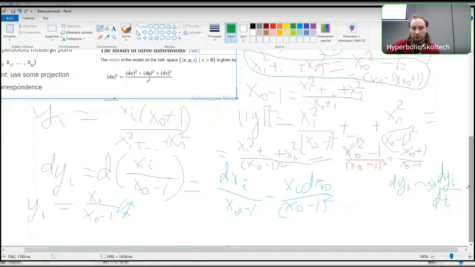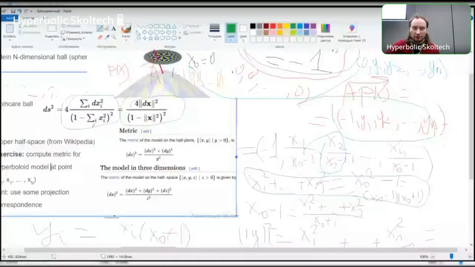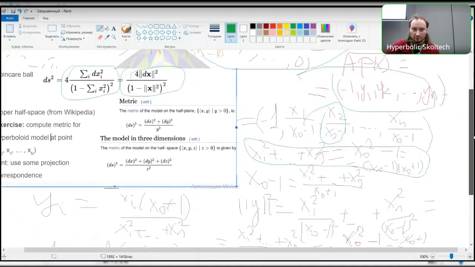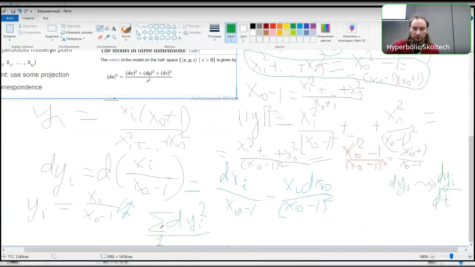So we remember that our metric tensor looks like this, yeah? And then you just substitute. You need to sum this up, divide by 1 minus the squared norm of y, which is also squared, and then multiply by 4. And then you just substitute this expression.